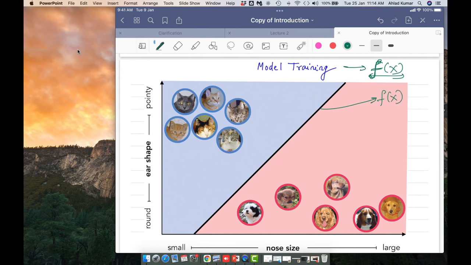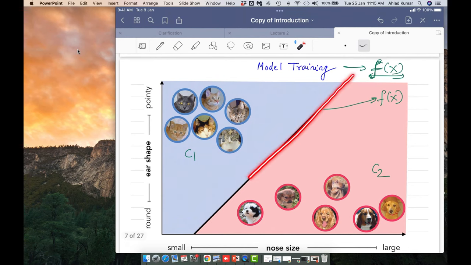Here you can see it's a straight line, with some slope and an intercept. This function is called f(x). It's basically acting as a boundary between the two classes C1 and C2. This is C1 and this is C2, let us say. So this line is a boundary in between the two. So what is model training? Model training is nothing but coming up with this function f(x), which can separate these two classes.